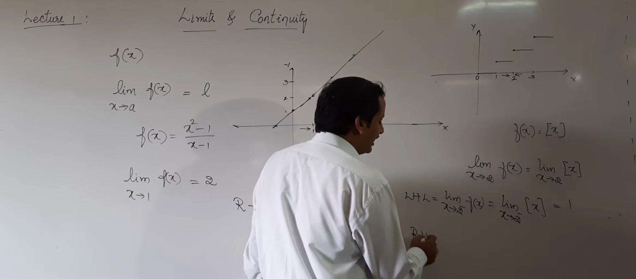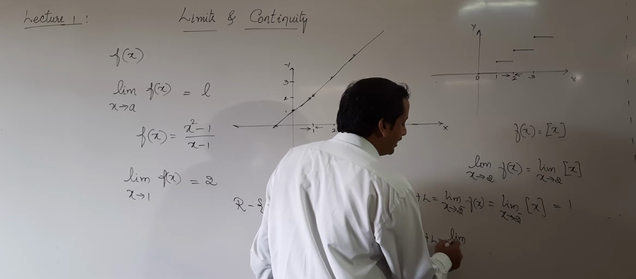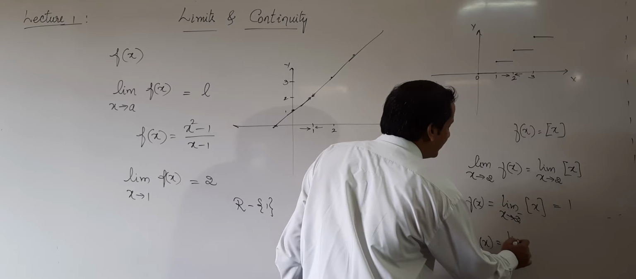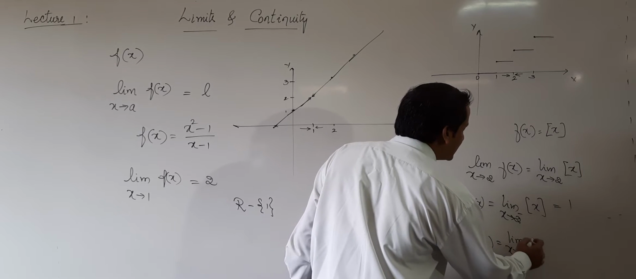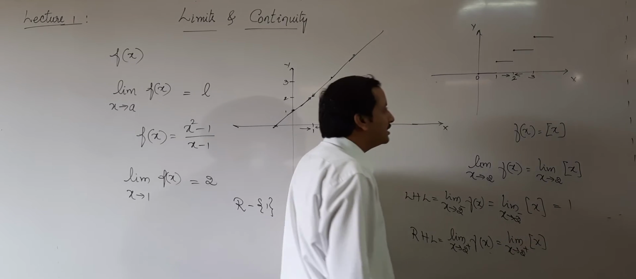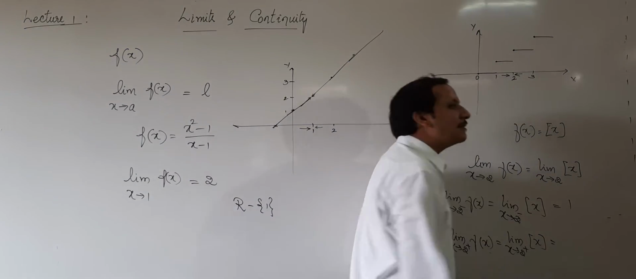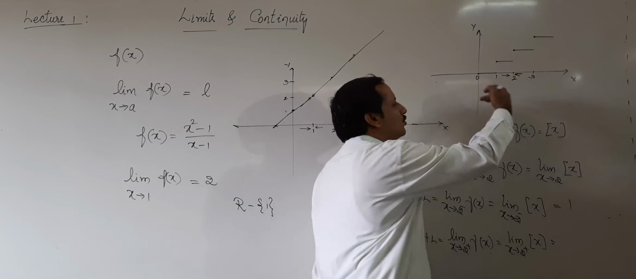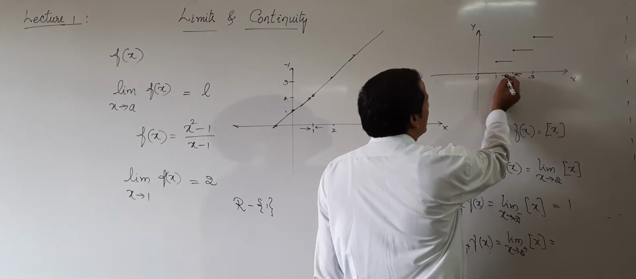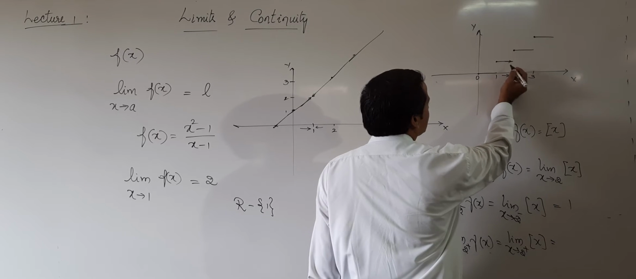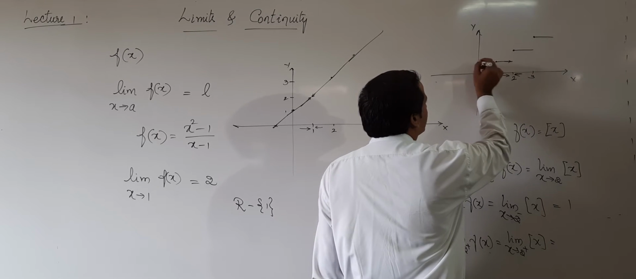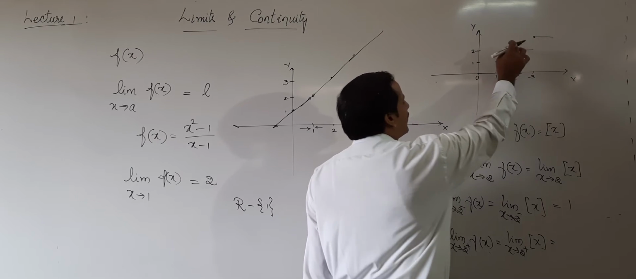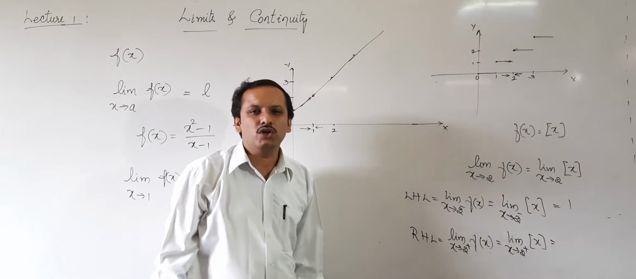However, the right hand limit is equal to limit x tends to 2 plus f of x, which is step x. x approaching 2 plus means x is in the right neighborhood of 2. x is coming towards 2 from the right side. When x approaches 2 from the left side, f of x is approaching 1. This value is 1. This is 2. When x approaches 2 from the right side, f of x value is approaching 2.